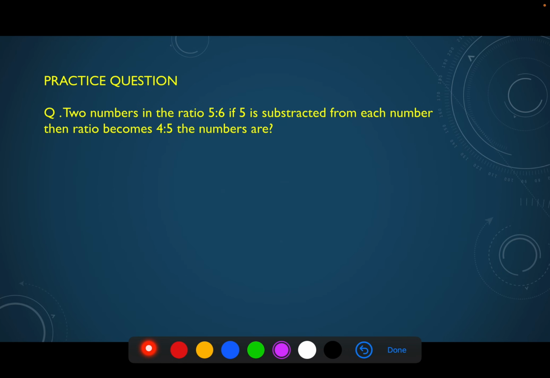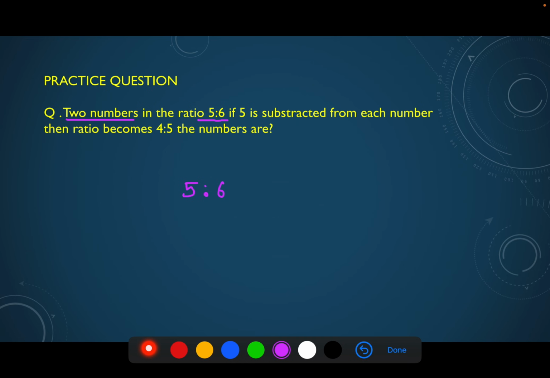Do this question. If you can solve, just pause the video. Two numbers are in the ratio 5:6. He doesn't give the numbers, just he gave the ratio 5:6.